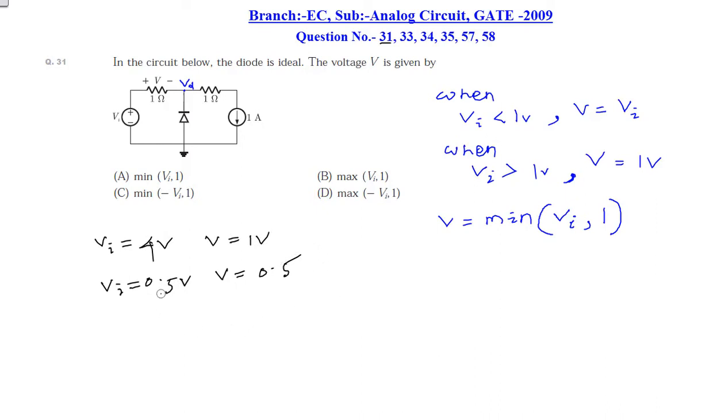If we observe both cases, the voltage V is always the minimum between 1 volt and Vi. So V is equal to the minimum of the input voltage and 1 volt. The voltage across the 1 ohm resistor is always the minimum voltage between 1 volt and the input voltage. Hence, among the options, Option A is the correct answer.